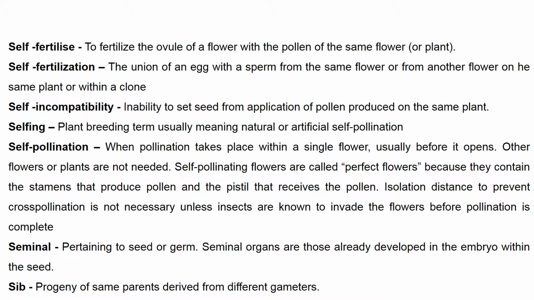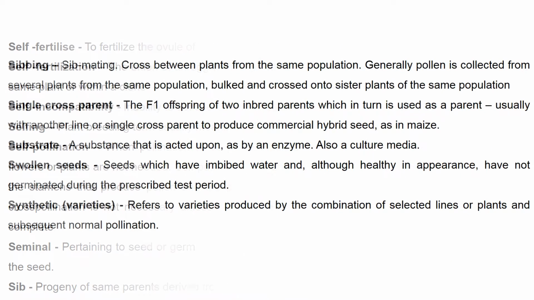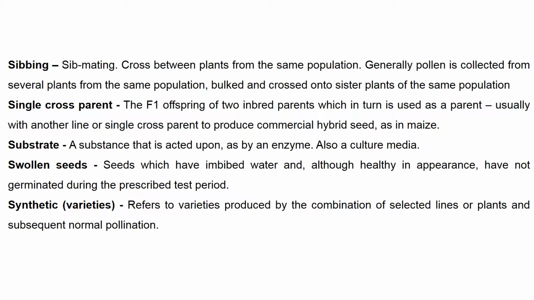Seminal, pertaining to seed or germ. Seminal organs are those already developed in the embryo within the seed. Sib, progeny of the same parent derived from different gametes. Sibbing, that is nothing but sib-mating, a cross between plants from the same population.